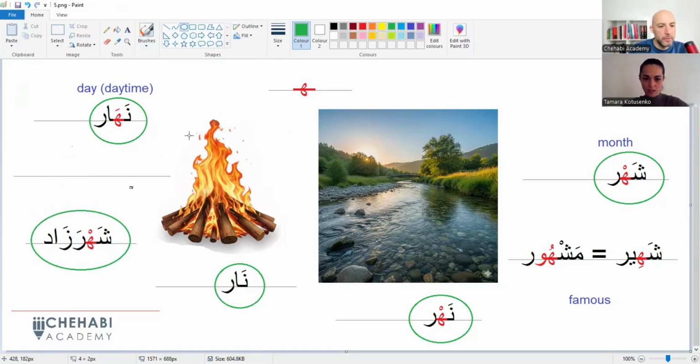And the last word? شهرزاد. Shahrazad. You know who was Shahrazad? Yeah, there. 1001 Night. Exactly. The woman who was telling the king the stories. Which words shall we write, Tamara?